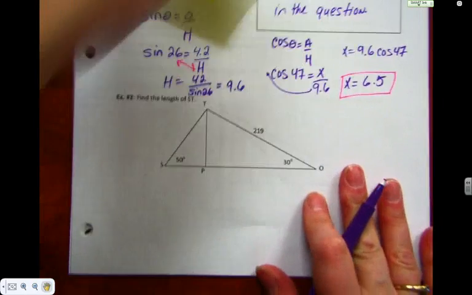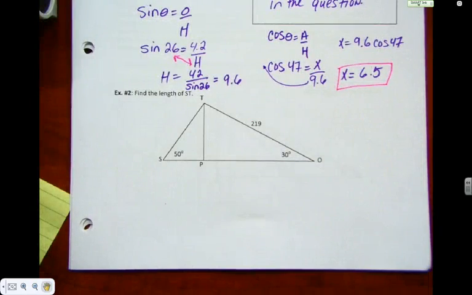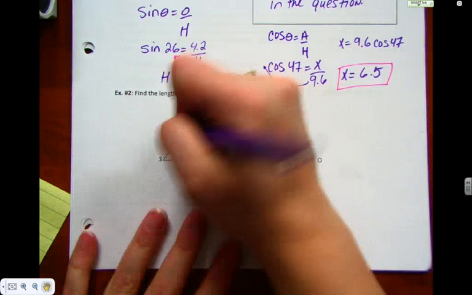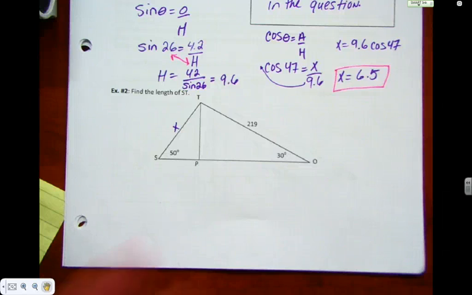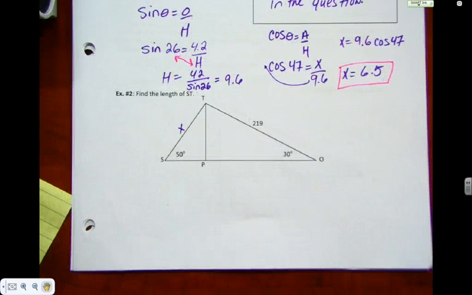Okay, number 2. Find the length of XT. So I always start by putting a variable wherever they're asking us what we need. We don't have enough information in the triangle on the left, so that means we have to go to the triangle on the right. Probably we're going to have to find a shared side. So what's the shared side of the triangle? PT, TP, doesn't matter the order.